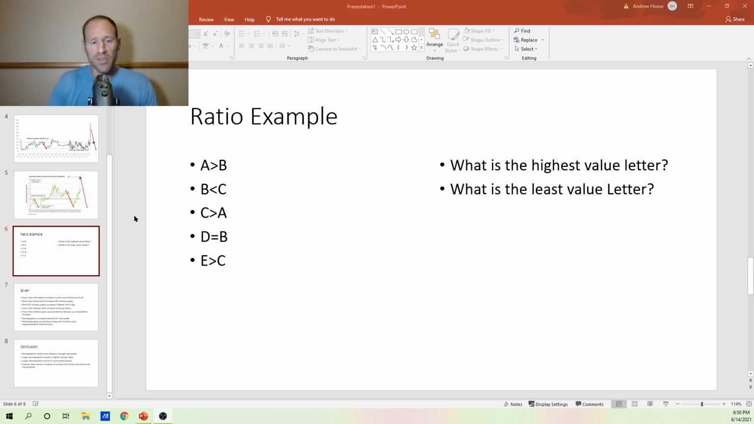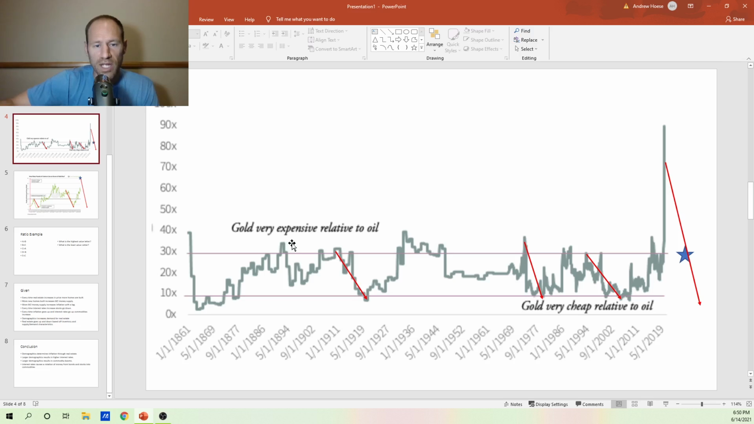Now, here's the example. This is what I'm comparing: two ratios. And from ratios, I derived this kind of format that A is greater than B because of the ratio. B is less than C, which means B is cheaper than C. C is more expensive than A, D is roughly the same price as B, and E is greater than C. Okay? So in history, we track the ratios just like we did here. Right here, if gold is A and oil is B, B right here is cheaper than A. Anything around this line is saying that B is cheap.